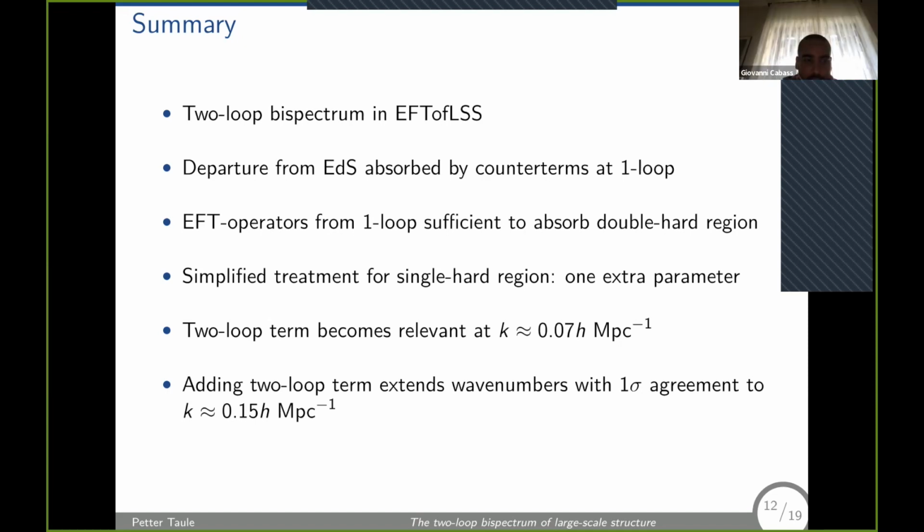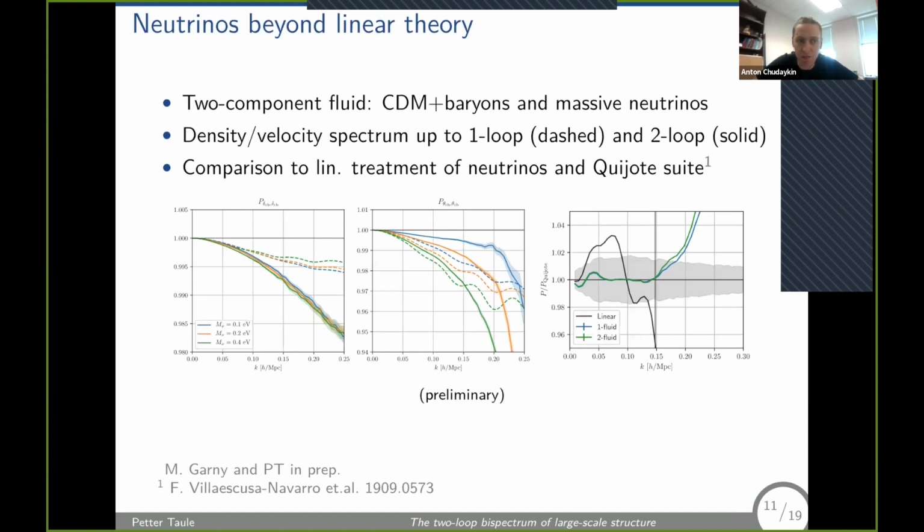There is a question by Anton. Yes, Peter, regarding the last part of your talk about the neutrino, I want to ask what kernel do you use? Is it the EDS kernel, or do you include the scale dependence in this kernel?